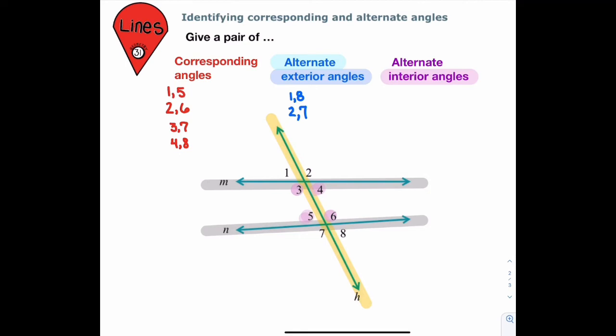Now, if we're going to alternate, it means we're jumping across that yellow line. So if we start with angle 3 and we jump across the yellow line, we're going to go over there to 6. So 3 and 6 are alternate interior angles. If we go to angle 4, which is on the inside, and jump across to the other angle on the inside, 4 and 5 are alternate interior angles.